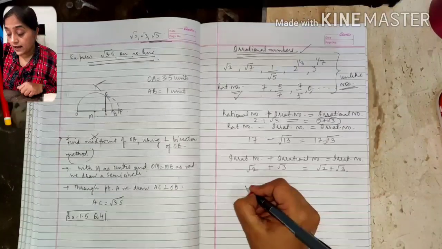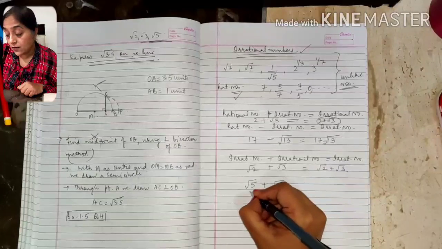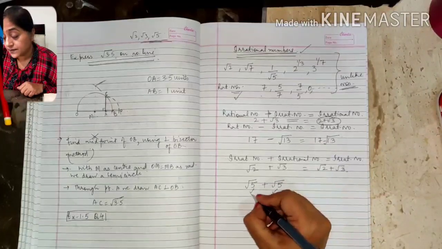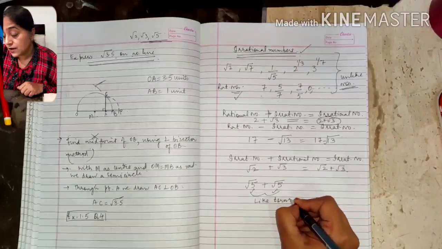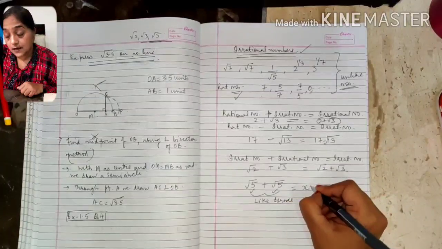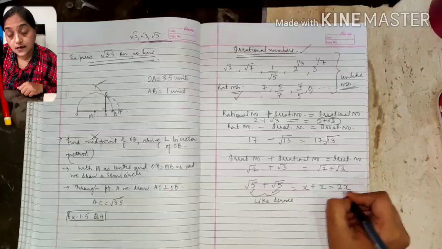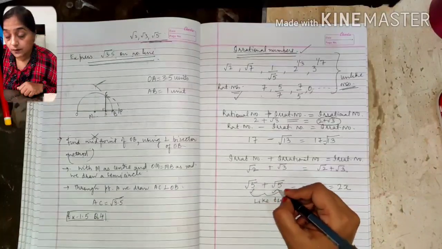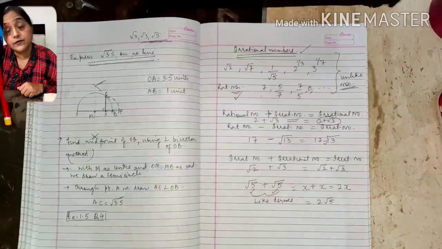Yes, if I have root 5 plus root 5, now these two are like terms. So now they can be added up. Like if I had x plus x, I used to write 2x. Similarly, root 5 plus root 5 comes out to be 2 root 5.